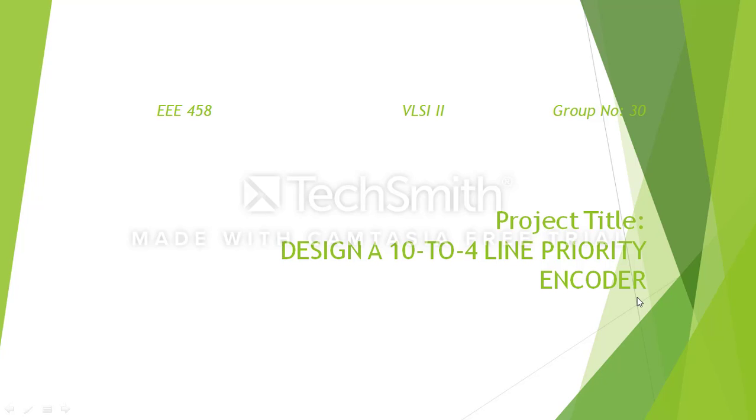I am going to present a project we have designed for the course VLSI 2. The title of the project is to design a 10 to 4 line priority encoder. The objective of this project is to design a medium scale integration chip named 10 to 4 line priority encoder from concept to layout, including the placement of input output bits. We have also checked DRC, LVS, and we have checked tape out for this design to develop the GDS file.